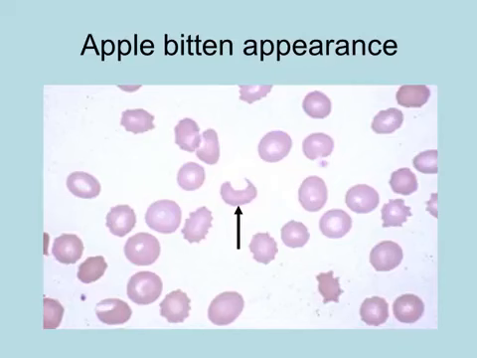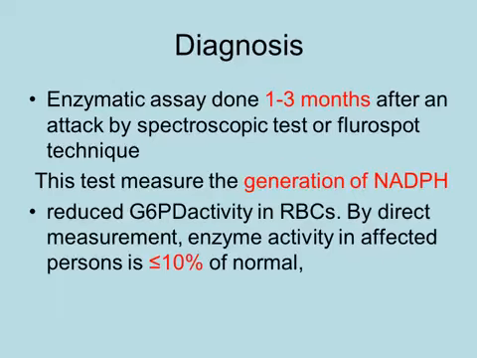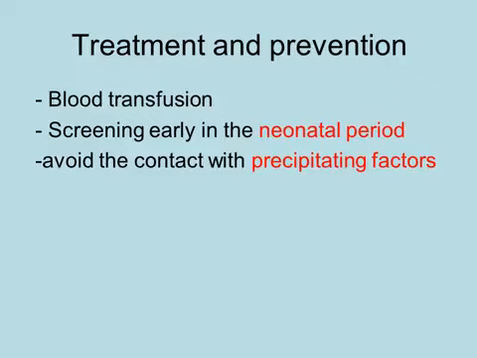fragmentation in G6PD individuals. The diagnosis is usually established by enzymatic assay done 1 to 3 months after an attack, using a spectrophotometric test or fluorescent spot test, which measures the generation of NADPH to detect reduced G6PD activity in the red cell. In deficient individuals, the activity will be less than 10% of normal.